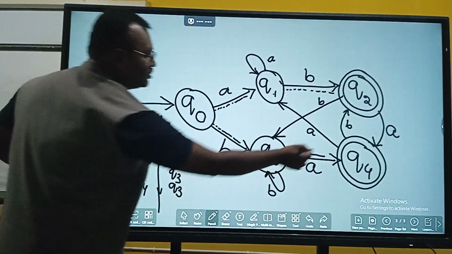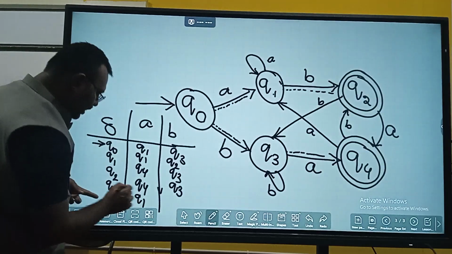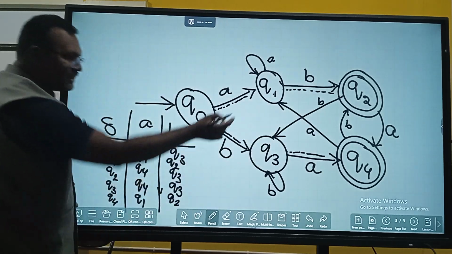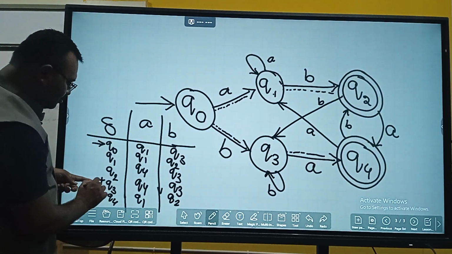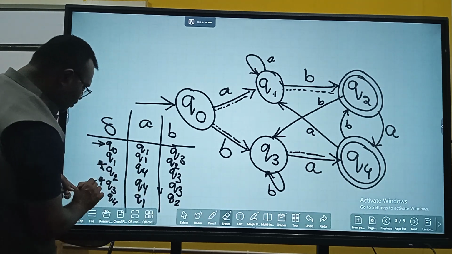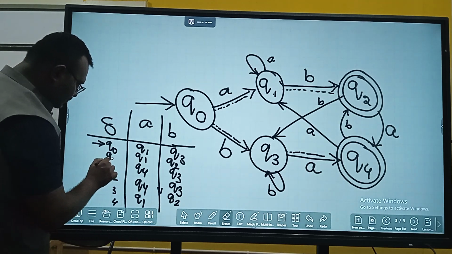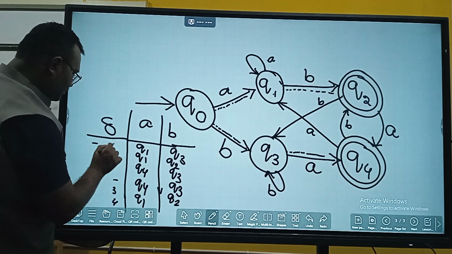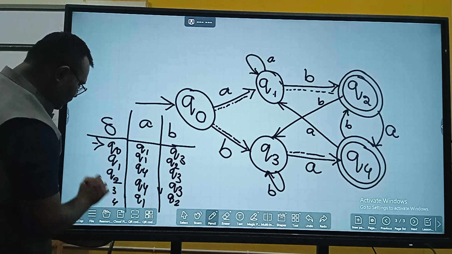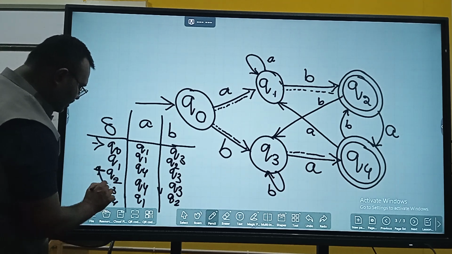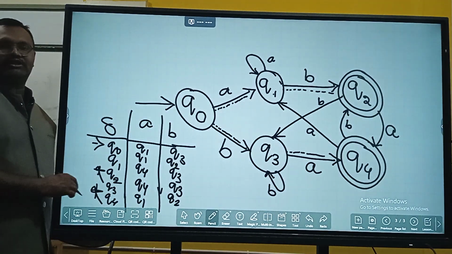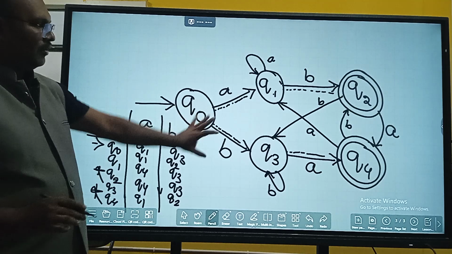Q4 on A, it is going to Q1 and Q4 on B is going to Q2. What are the final states we have in this? Q2 is the final state and Q4 is the final state. So this is the transition table for the given problem.